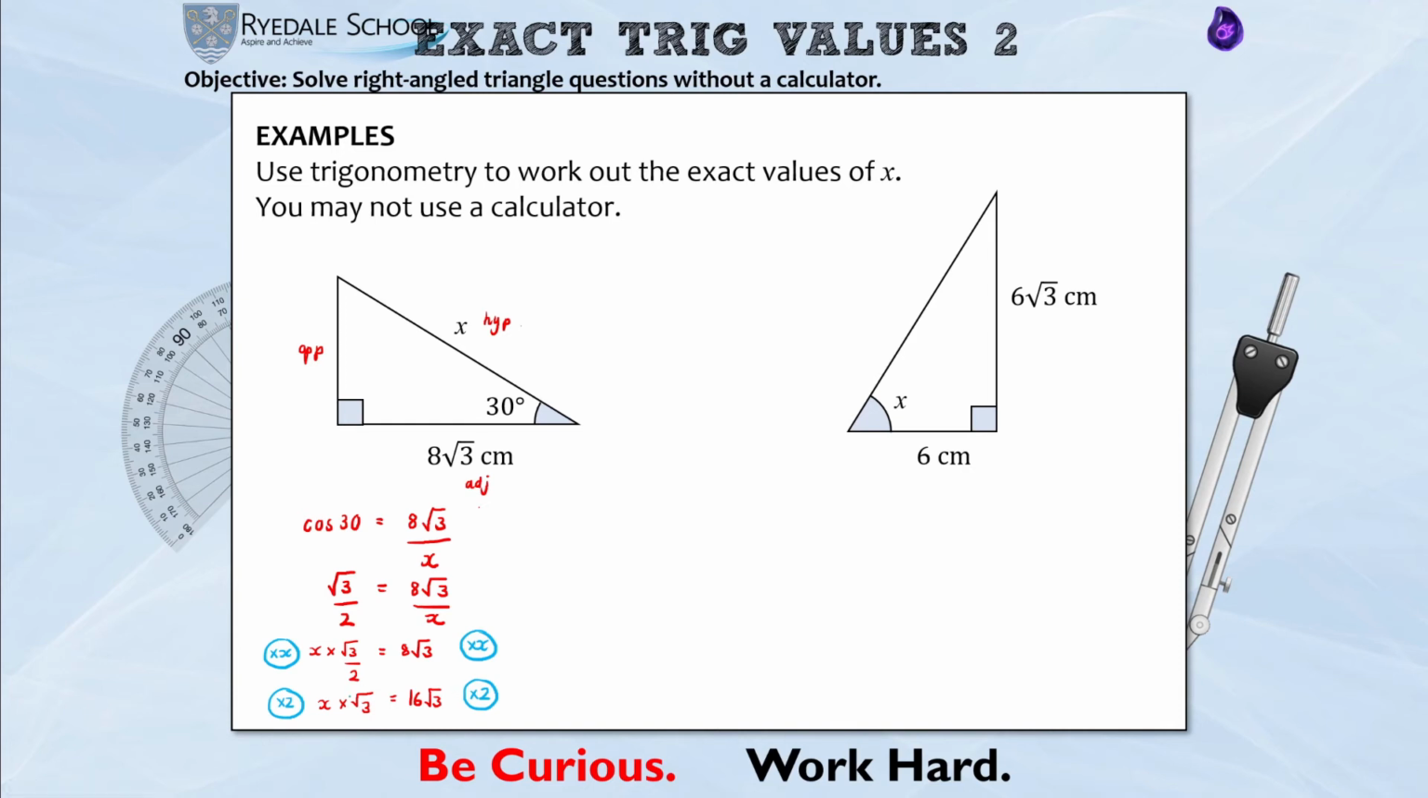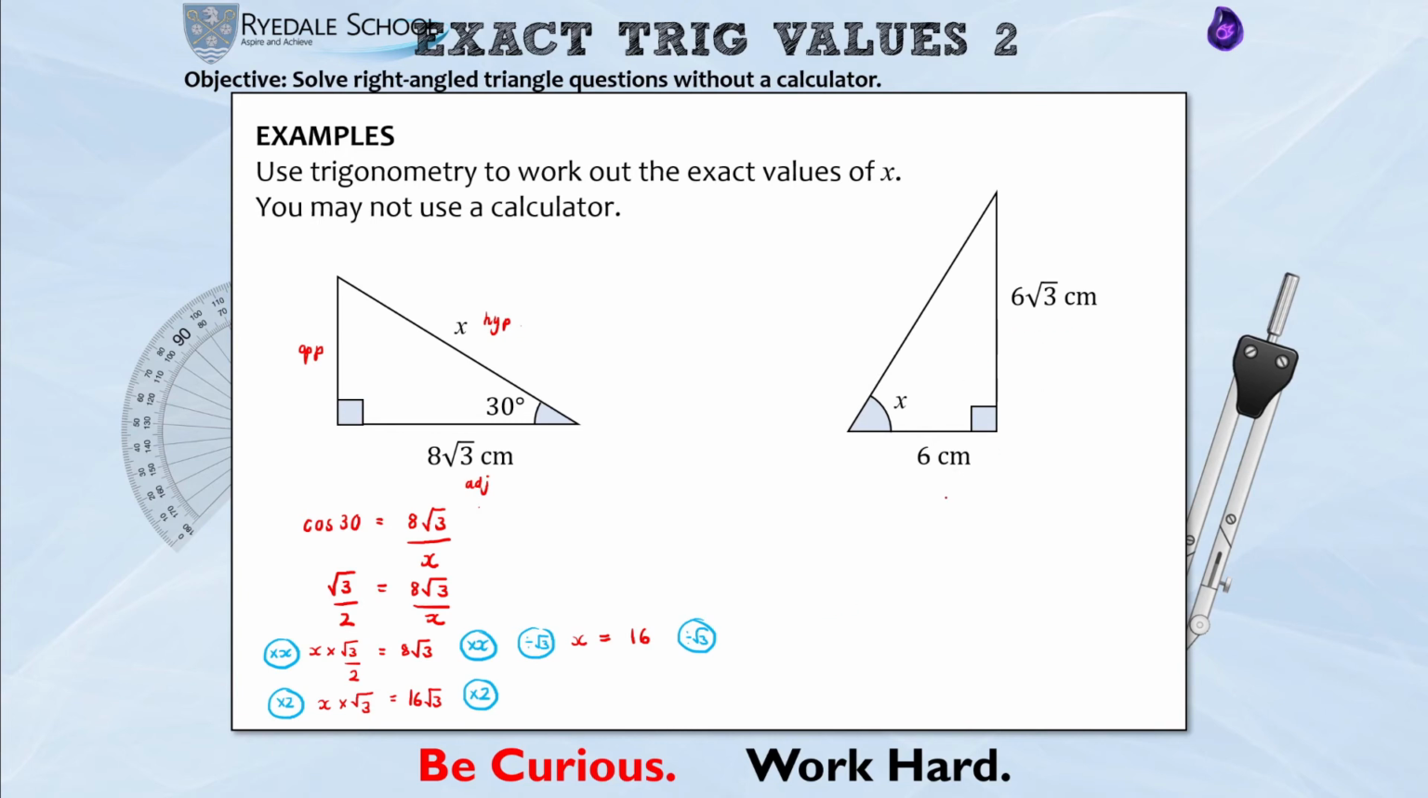The final step to get x by itself is divide by root 3. And if I divide both sides by root 3, well, the root 3's are going to cancel out, and I'll end up with x equals 16. So you can see, even with surds in the question, this one has come out as a nice answer of 16. Let's have a look at a question where we are finding the angle.